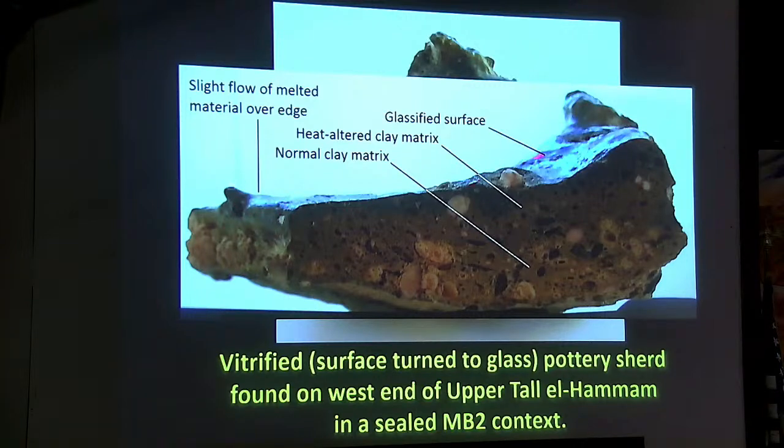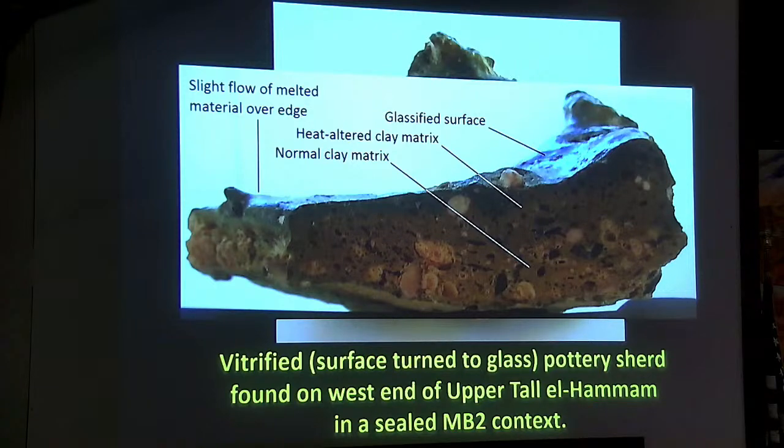This surface got turned to glass. This is not glazed pottery. This was found in a sealed Middle Bronze Age context, dated 1650 BC. Glazing of pottery was introduced during the Islamic period in 600 AD. So it's not glazed. It's actual melted surface of this piece.